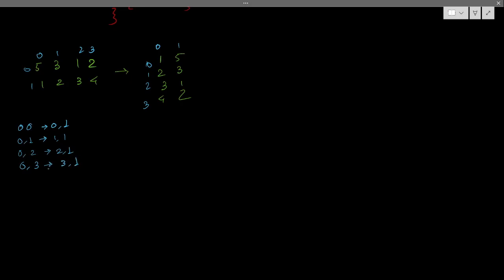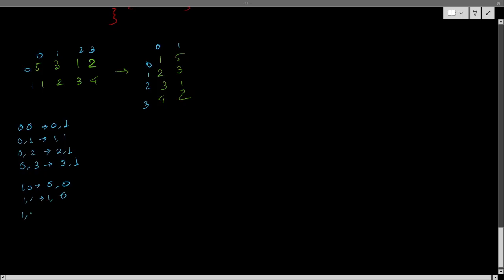Similarly, the same thing as I told you earlier: 1 0 goes to 0 0, then 1 1 goes to 1 0, then 1 2 goes to 2 0, then 1 3 goes to 3 0. So this is how it works.